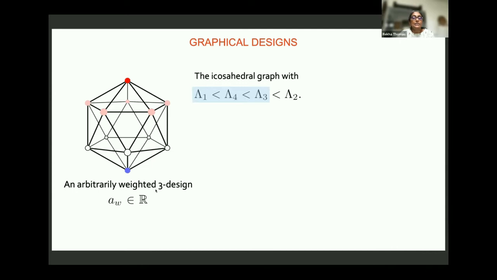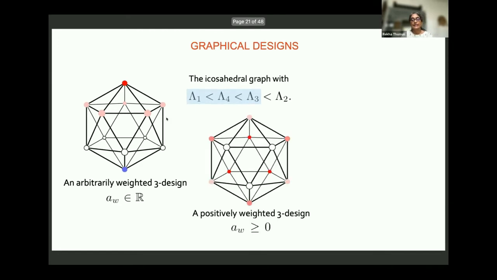And on the left here, you see an arbitrarily weighted 3 design. So that means this is a design. These colored vertices form a design that can integrate lambda1, lambda4, and lambda3, okay? And this happens to be arbitrarily weighted and contains 7 vertices. The blue vertex here has a negative weight, and the pink and the red vertices have a positive weight. So it has 7 vertices, and it can average everything except the last eigenspace.